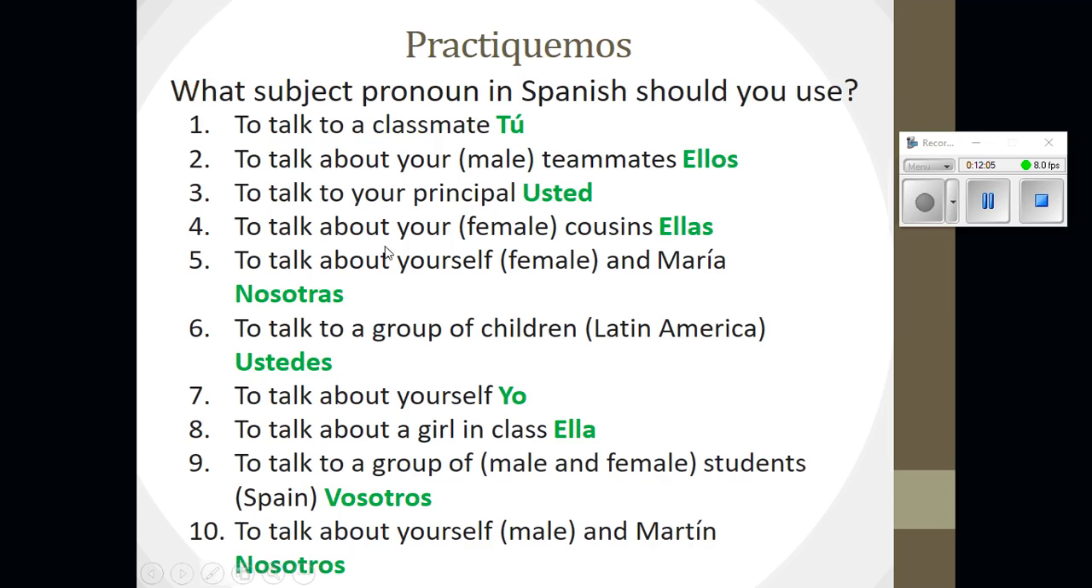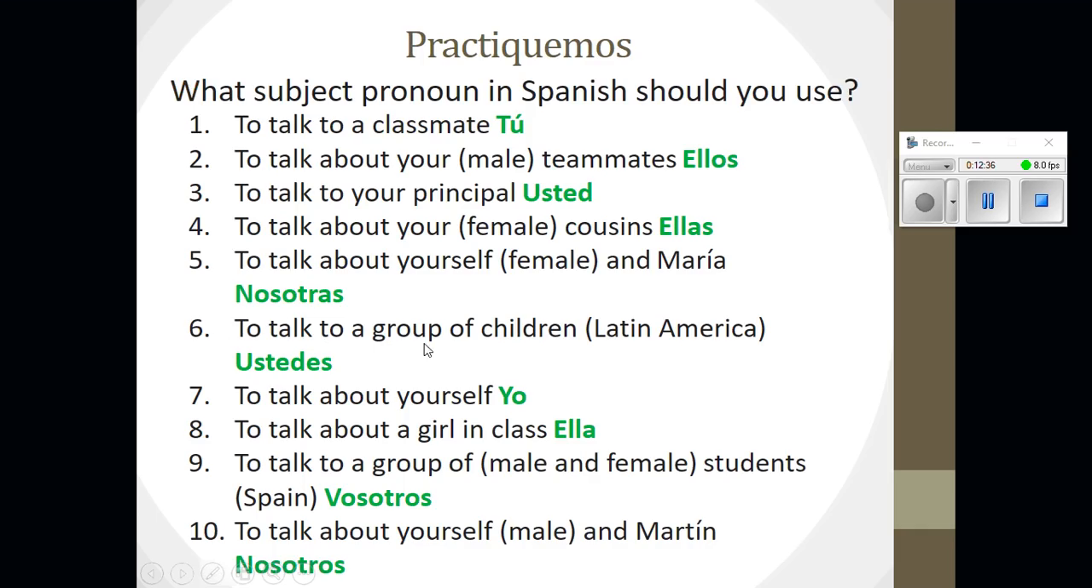Número cuatro, to talk about your female cousins. If you're talking about someone, you want to use either they or we, okay? And if it's a group of girls and you're saying, my cousins, they are nice, you would use ellas, okay? Número cinco, to talk about yourself, if you are female, and Maria, okay? Anytime you talk about yourself and another person or other people, you must use a form of we. And notice for número cinco, we're talking about 2 females, so we would say nosotras.